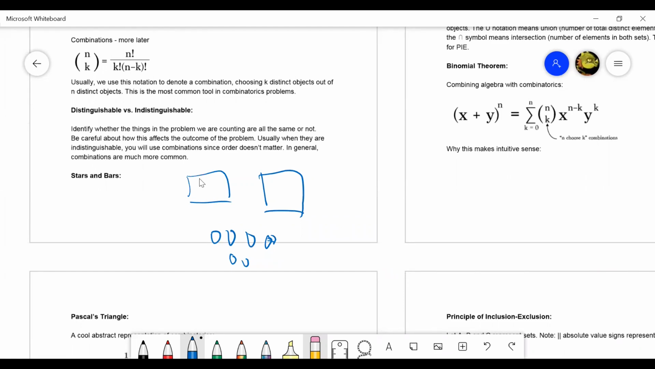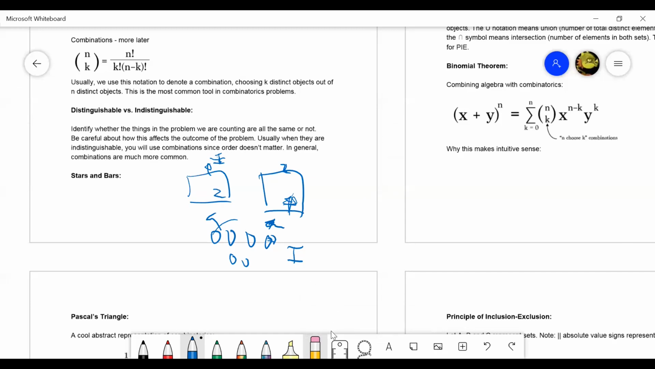Essentially, if the boxes are indistinguishable, and let's just say the balls are indistinguishable, then the only thing that matters is the number of balls in each box. If there are 6 total, it's just an example, having 4 in one and 2 in the other is the same as having 2 in one and 4 in the other. So you can think of it like an unordered pair if they're both indistinguishable.